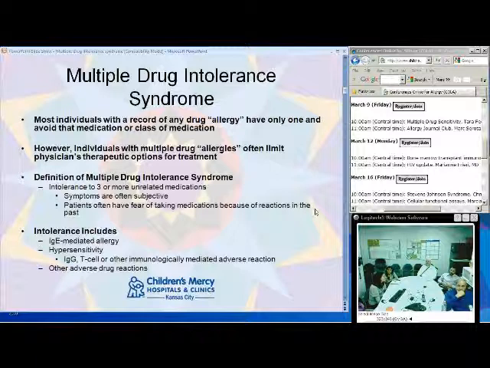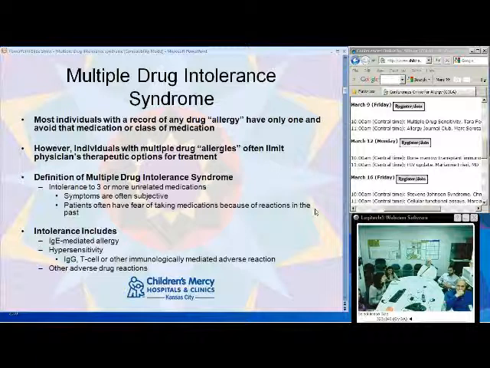The definition of multiple drug intolerance syndrome is actually fairly new. There was a term, multiple drug allergy syndrome, but the word allergy made you think of IgE-mediated reactions, and they found that many of these are not IgE-mediated, so they changed it to multiple drug intolerance syndrome. What it is, is intolerance to three or more unrelated medications. Oftentimes the symptoms are subjective, and the patients have a fear of taking medications because of their past reactions. Some of these people even think that they're allergic to all medications in general.